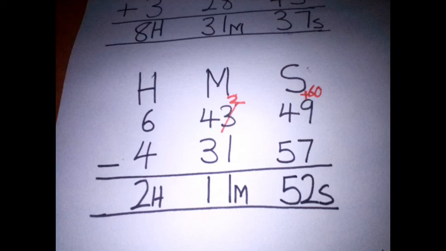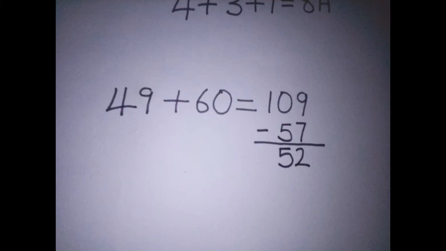So what do we do? We borrow 1 from the minute side. So that 1 minute is 60 seconds. We add it to 49. So we will have 49 plus 60. That gives us 109. Next, we subtract the 57 from the 109. The result is 52. Alright, so it is 52 seconds. We write it down under seconds.